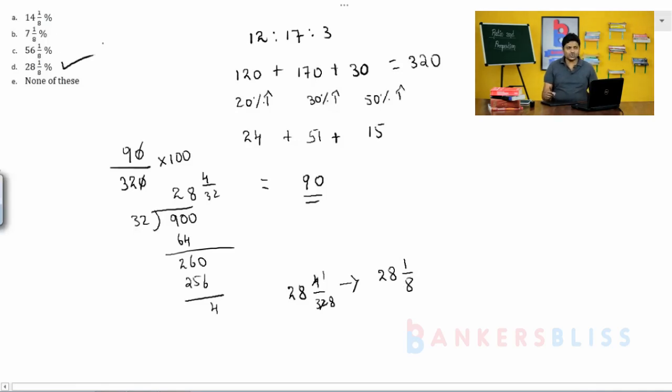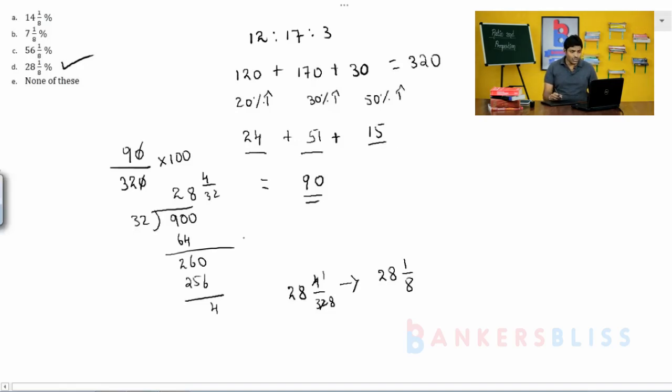Simply, you take three numbers which are in the ratio 12:17:3. I took 120, 170, and 30, which are in the ratio 12:17:3. So the total expenditure is 320. Based on the condition, I increased 20% for 120, that is 24, 30% for 170, that is 51, and 50% of 30, that is 15. So I got 24, 51 and 15.